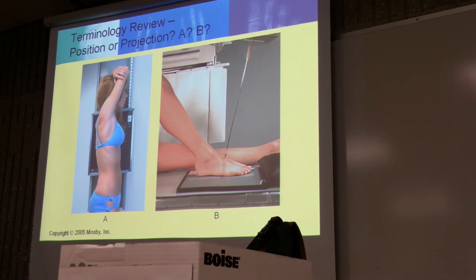Position or projection. Okay, so what position? Erect, upright. What position? Right. Left lateral. Okay, what about this? Projection? Is it AP or PA? AP, right? Is there a slight angle to that central ray? So what are we going to call that? Axial. An axial projection. If it's not completely perpendicular or parallel, it becomes axial.